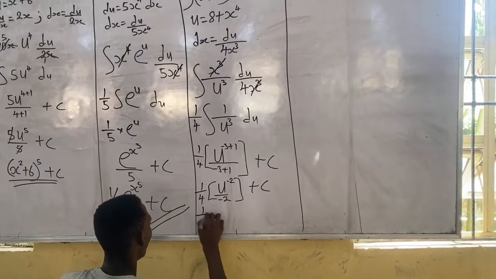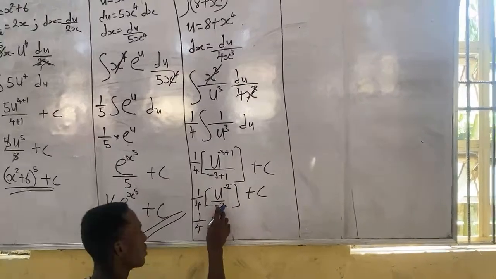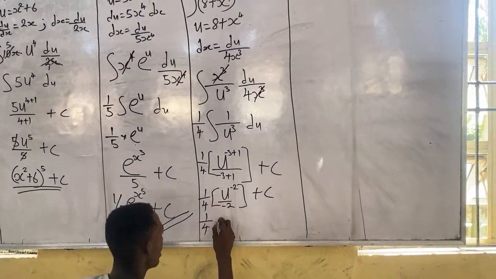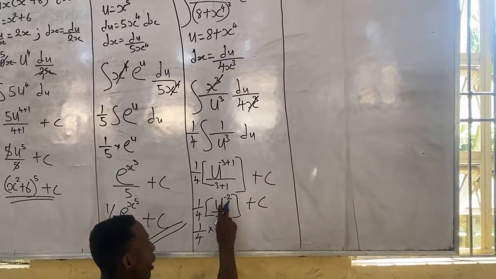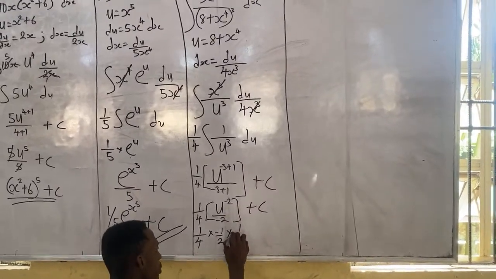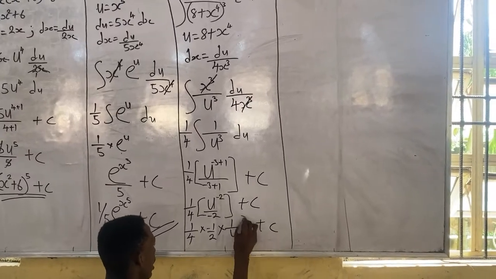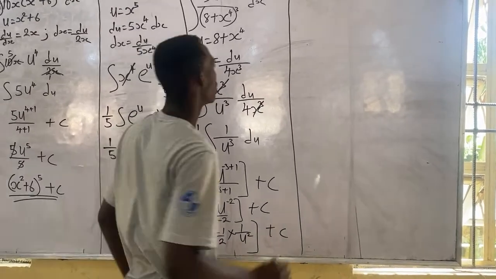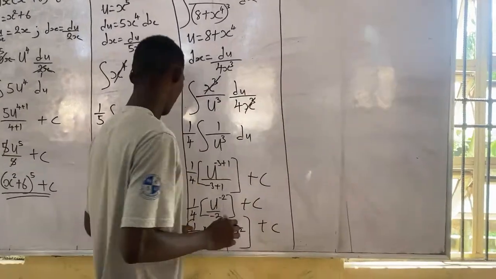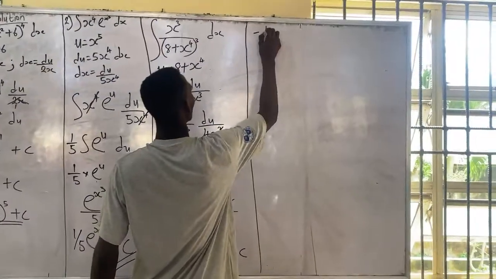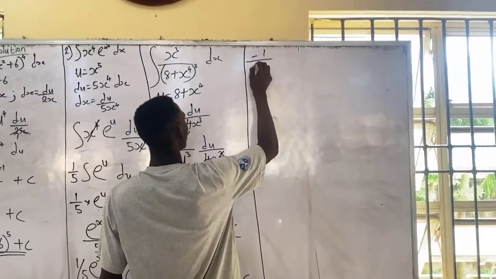So we can still also rewrite it by saying 1 over 4, then we can take this minus 2, because the coefficient here is 1, so we can take it as times minus 1 over 2, times u to the power of 2, which is the same thing as saying 1 over u squared. Then let's add our plus c. So let's put all this in brackets to avoid confusion. Alright. So we can now write this by saying minus 1. We have 4 times 2, and that will give us 8.